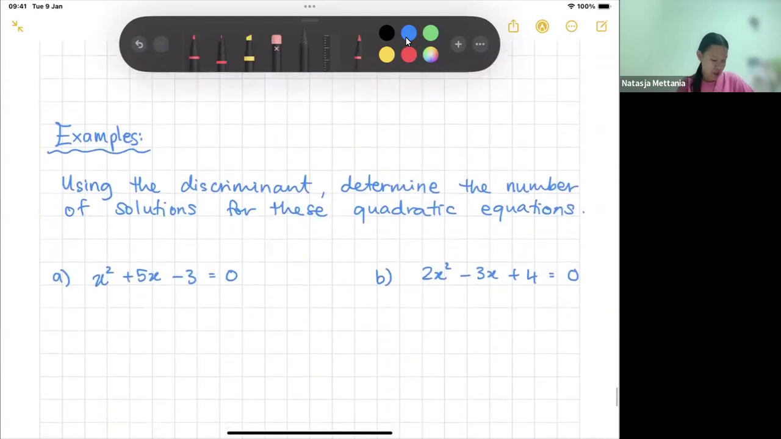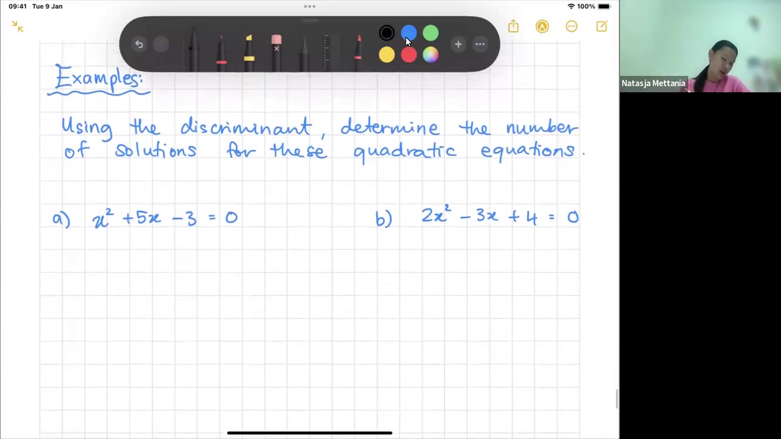All right, let's go to our examples really quickly. Use the discriminant to determine the number of solutions for these quadratic equations. Whenever you get asked for the discriminant, it's not finding x, it's finding how many solutions I have in the quadratic equation. Just like quadratic formulas, the first thing I'm going to do, which is a really good skill, is write down what a, b, and c are. For x squared plus 5x minus 3, a is equal to 1, b is equal to 5, and c is equal to negative 3.